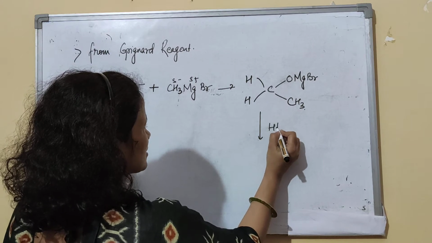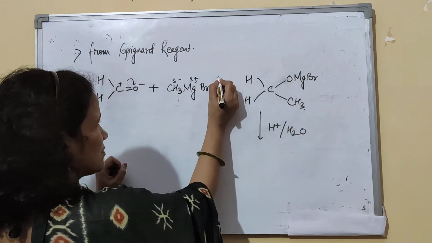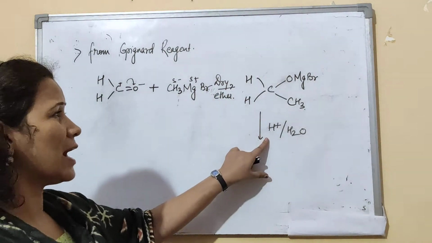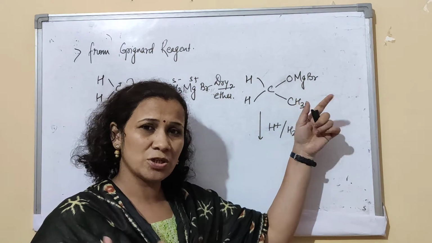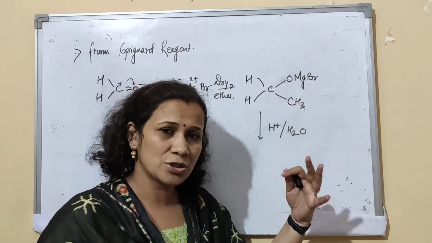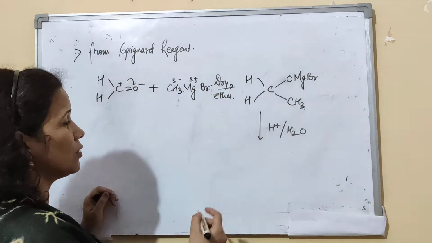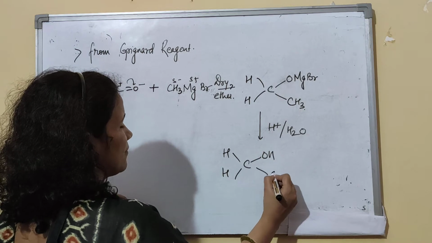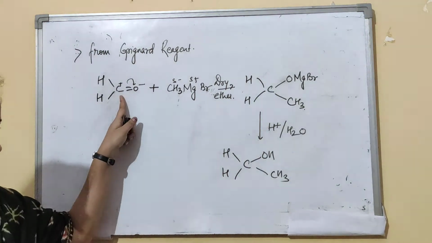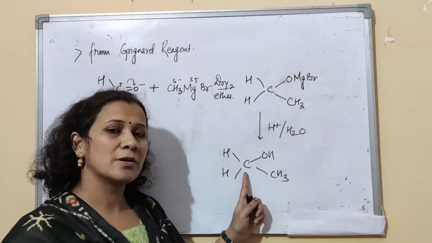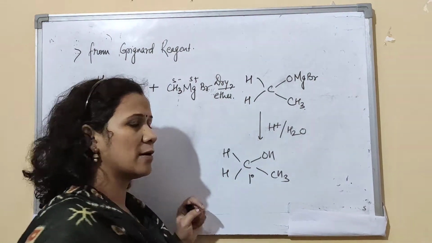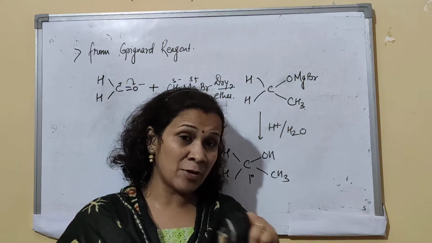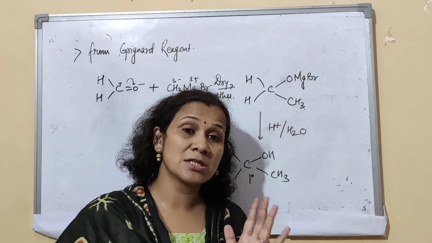Then you hydrolyze, acidic hydrolysis, in the presence of dry ether. You do acidic hydrolysis, and this group, which is the intermediate, will get washed away and a hydrogen will be substituted. So you will have H, C, OH, CH3. What do you see? You started with 1 carbon and you ended with 2 carbons. So you are getting a primary alcohol. This is very important. In order to increase the number of carbons, this reaction is very useful.